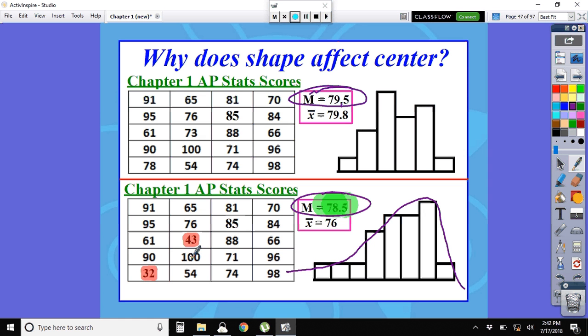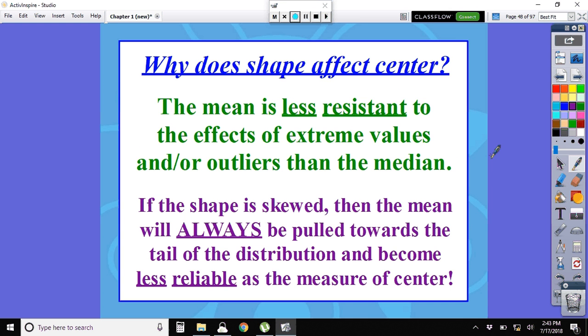Okay? We only moved 2 numbers, so we're still just finding the middle value out of all of these. So these 2 numbers had a very small effect on the median, making it lower in this case. So the mean is what we're going to call less resistant to the effects of extreme values, which may be considered outliers, than the median. Okay, the mean is less resistant. It can't resist the effects of really, really small or really, really big numbers in a set of data. So if the shape is skewed, then the mean will always be pulled towards the tail of the distribution and become less reliable as the measure of center.